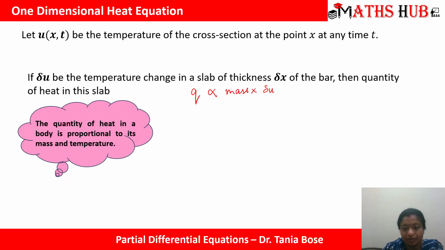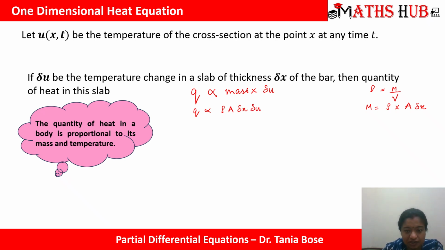Now we know that density is always equal to mass by volume. So mass will be equal to density into the volume. What is the volume here? A is the cross-sectional area and the thickness is delta x. So let us place this value. We get Q proportional to rho A delta x delta u, right?